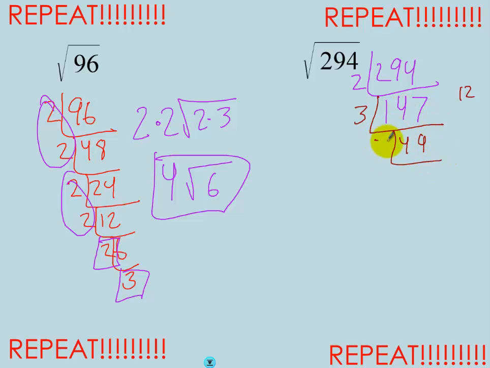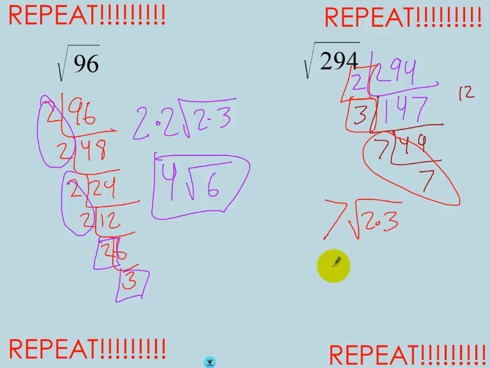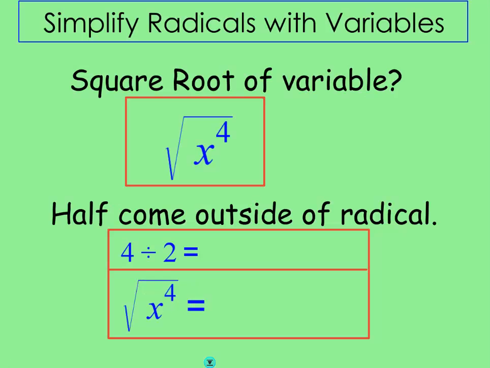And 49 is divisible by 7, and you're left with 7. So now my pairs are going to be a pair of 7s, an alone 3, and an alone 2. So a 7 on the outside, a 2 times 3 on the inside, which simplifies to 7 square root of 6. All right, let's get on to new stuff.